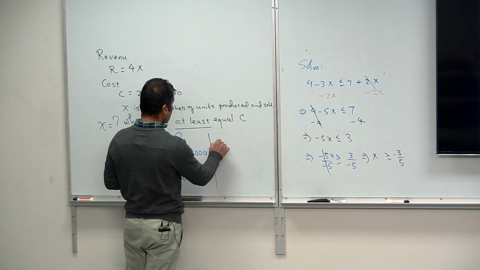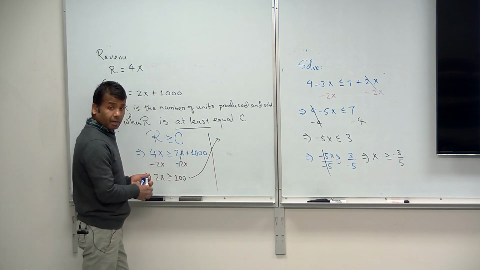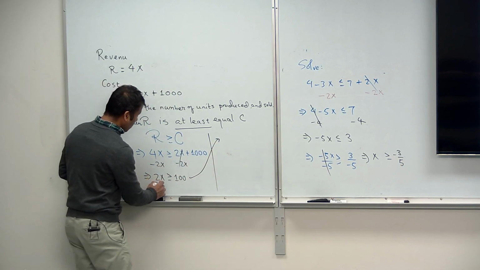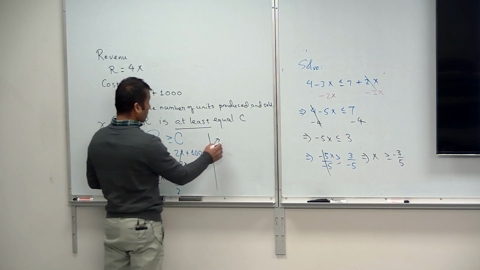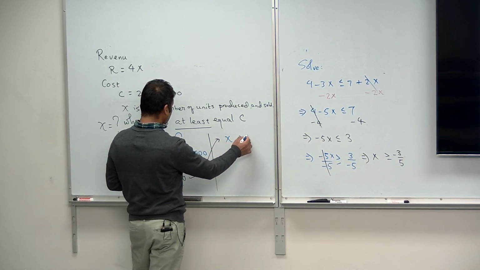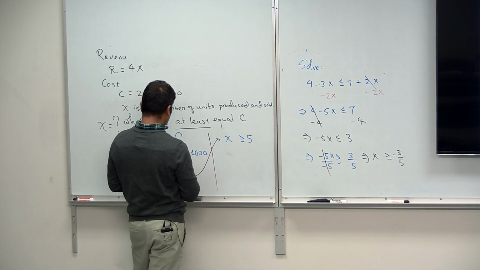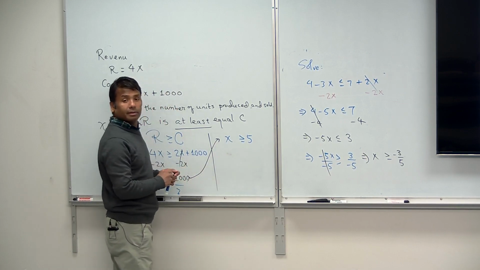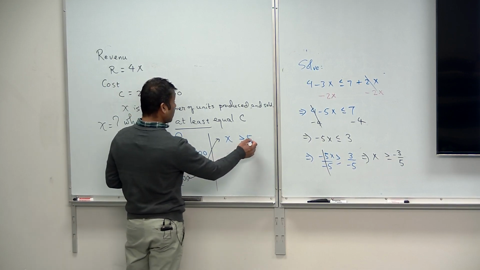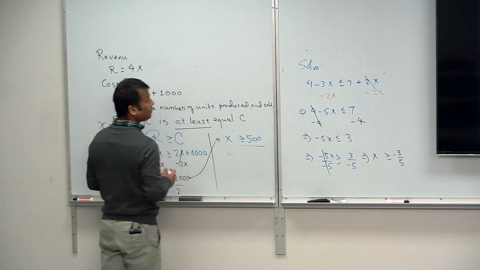So you divide both sides by 2. That will give you x is greater than or equal to what? 500, yeah. This is 1,000, okay. I missed a 0 here. So this is x is greater than or equal to 500.